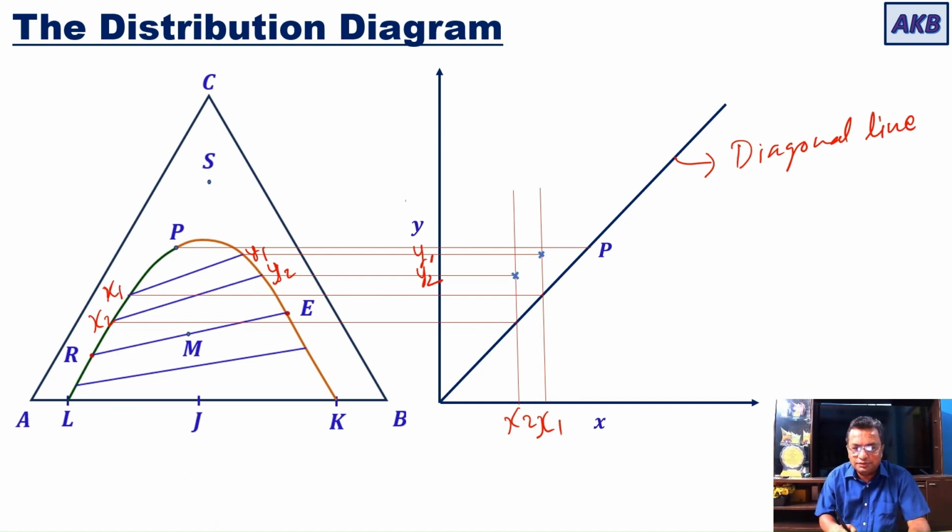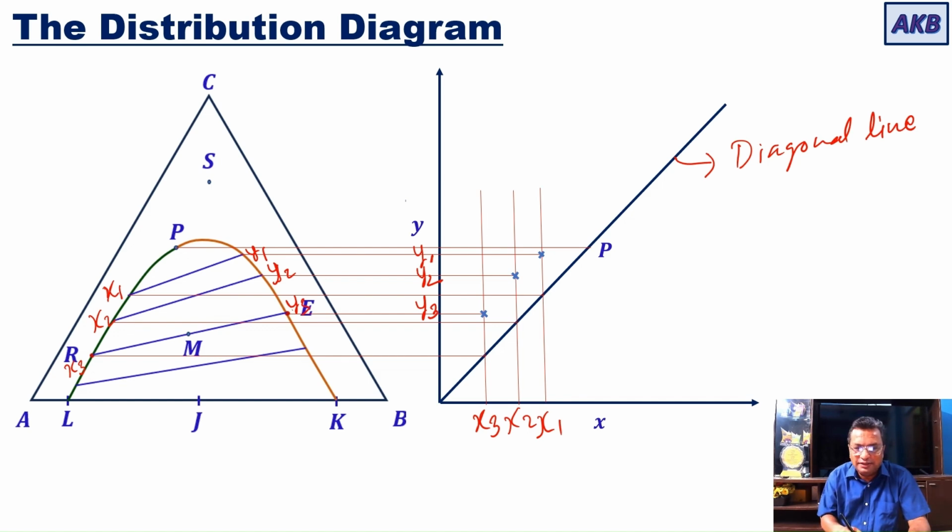Now for the third tie line, let this composition be x3 and this be y3. So first I will get x3. So for that I will draw this horizontal line, go to the diagonal line, and then if I draw a vertical line, I am going to get x3 on the distribution diagram. And for getting y3, I will be drawing this horizontal line. I will get y3 over here. So in that process, I get this point.